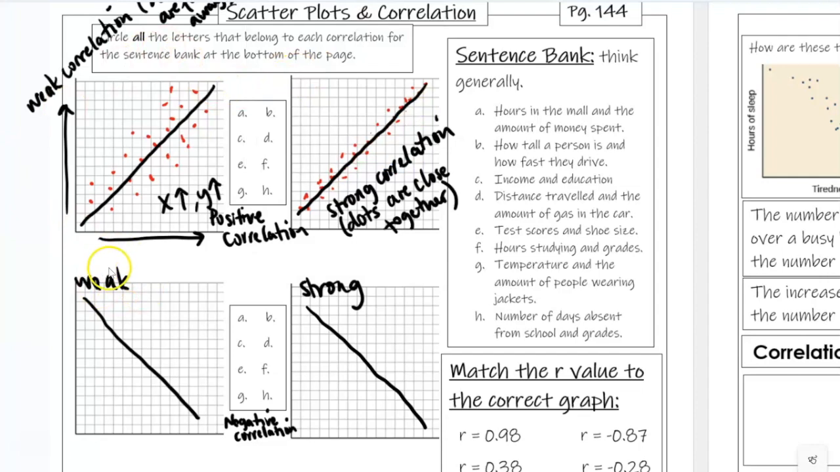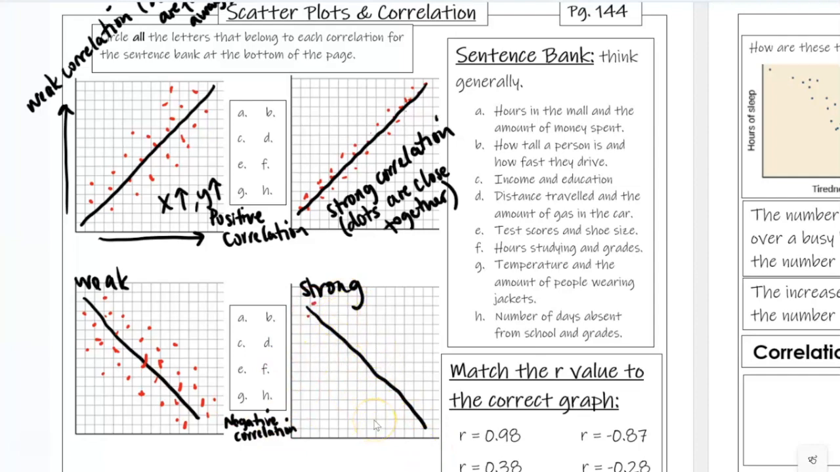I'm going to make this one weak. So remember, weak is they're going to go down, but further away from this line, but they're still generally going down. So now I can just do my dots on all sides of the line, going down just in a weaker fashion, like kind of further away. Okay, like that.